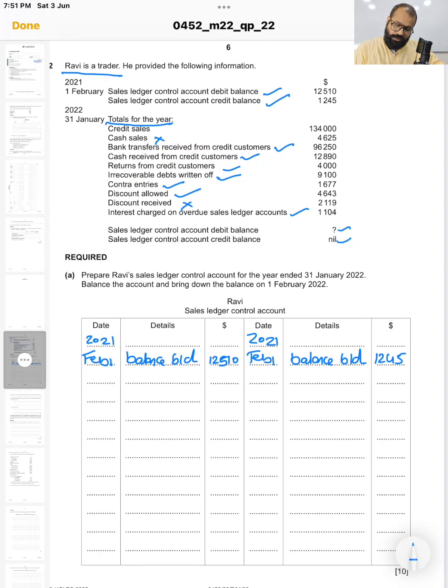Next is 31st January, where they have directly mentioned the total credit sales for the year, 1,34,000. Sales will come on the debit side in the sales ledger control account. So the date is now January 31st. Sales, and the credit sales amount is 1,34,000. Only credit sales will come. Cash sales will not come in the sales ledger control account.